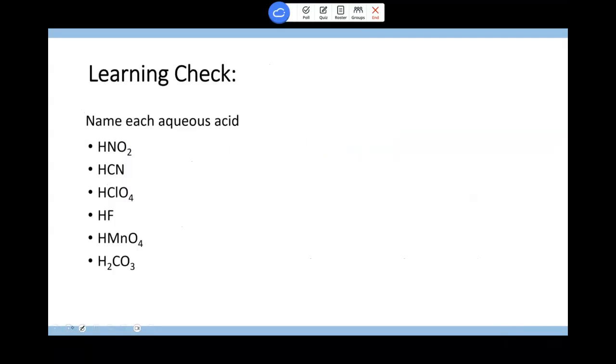So at the end of class, we didn't have time to review all of these, but this was the slide that we ended on, so I'll just go through these right now. This first molecule, we have hydrogen with nitrite polyatomic anion. So nitrite becomes nitrous acid. So this is nitrous acid.